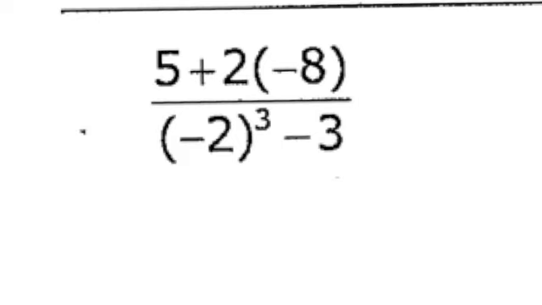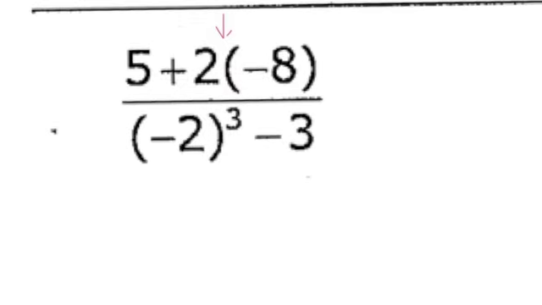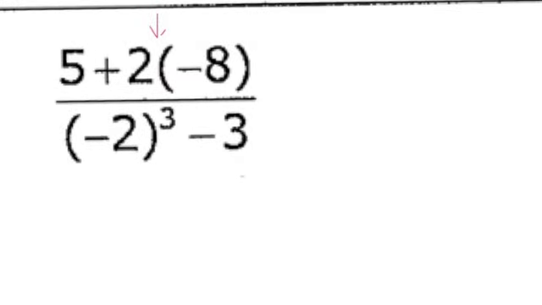Alright, let's take a look at this guy. Like I just told you, on the top, if you have a number next to a parentheses, like right here, what type of operation is that going to give you? That's always going to give you multiplication. So let's go ahead and take care of the numerator first. That gives you 2 times minus 8, which is minus 16. So you have 5 plus minus 16 over, let's take care of the bottom.